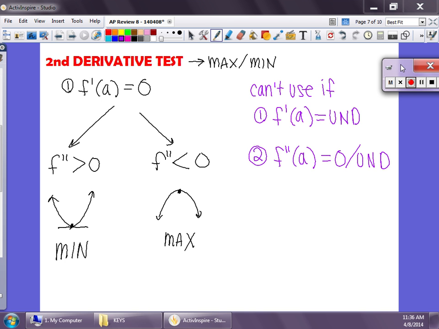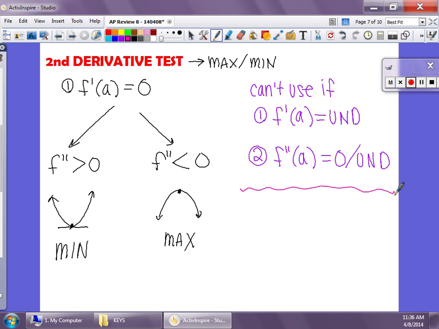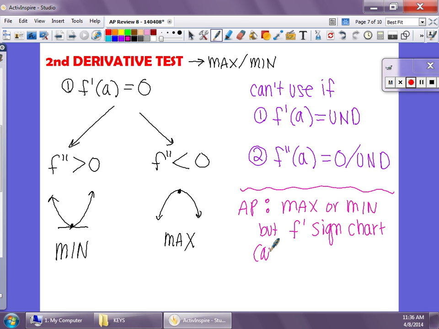And if you are curious, so how would they test the second derivative test? They're going to ask you on the AP to identify max or mins, but the f prime sign chart can't be made. Guarantee you that's how they test it. So when does that happen? A really nice time that it happens, tables, table of values. That's usually one where you won't be able to identify max or min using a sign chart because we don't know what happens in between values.